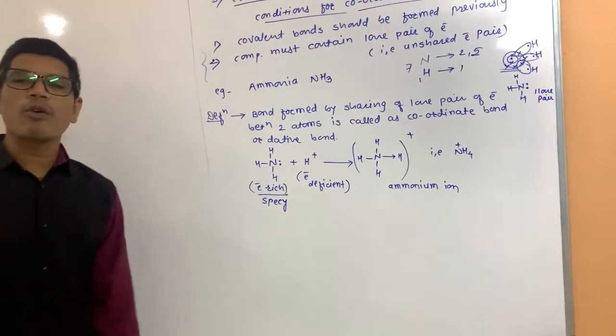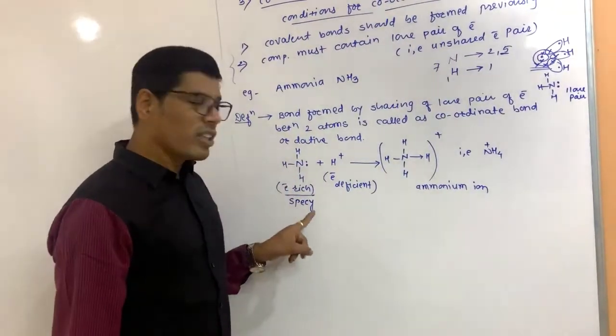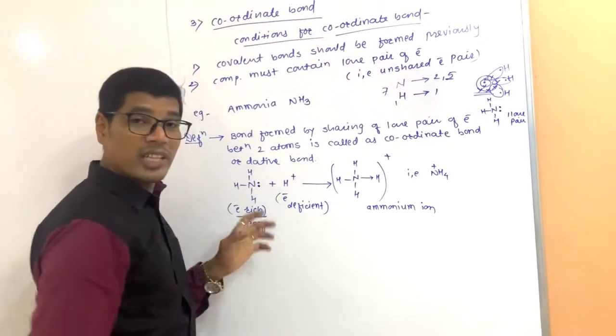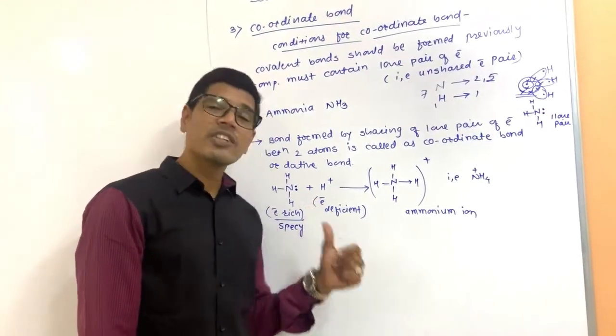Species means atom, ion or molecule, whatever. So it is an electron rich species. Why is it electron rich? Because this nitrogen consists of a lone pair. Electrons are visible here. So this is electron rich.